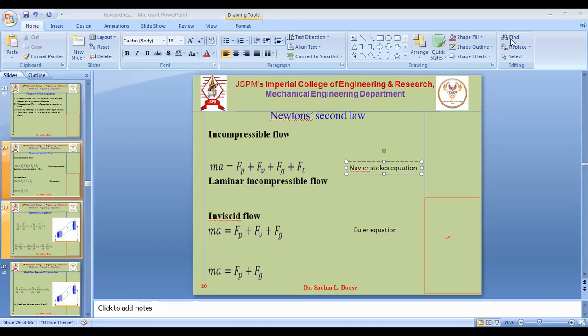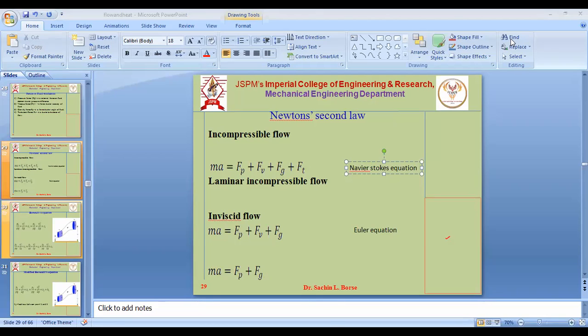What is the meaning of that? Summation of forces is equal to what? Mass into acceleration, where a is the acceleration in that particular direction, and force in that particular direction. Okay. If you neglect viscosity, then it becomes the Euler equation. Navier-Stokes becomes the Euler equation if you neglect the viscosity.